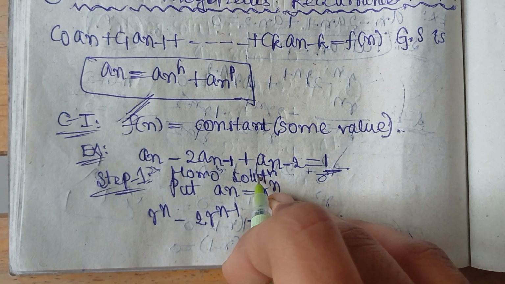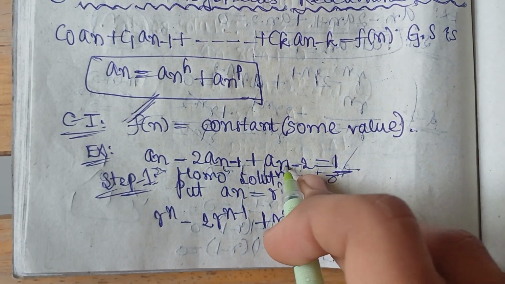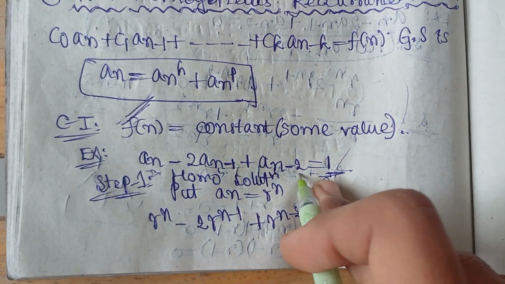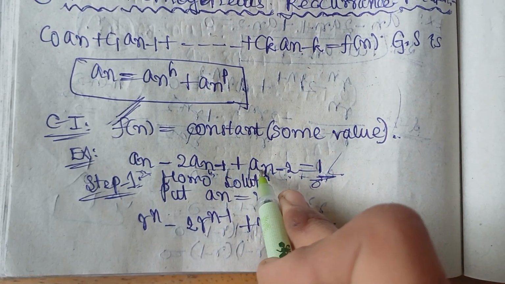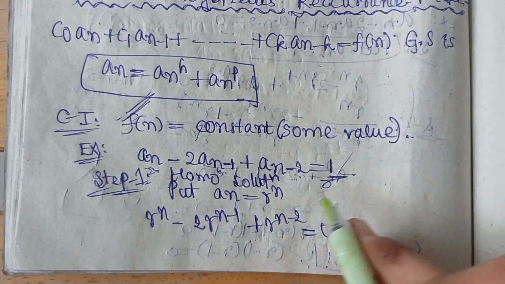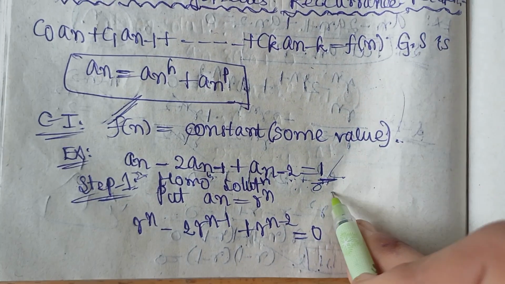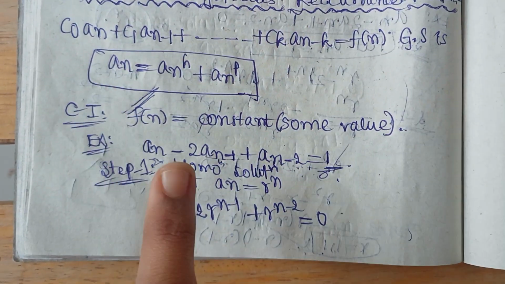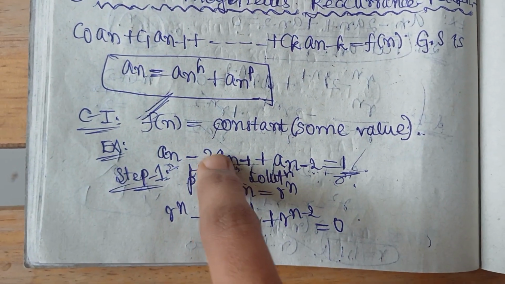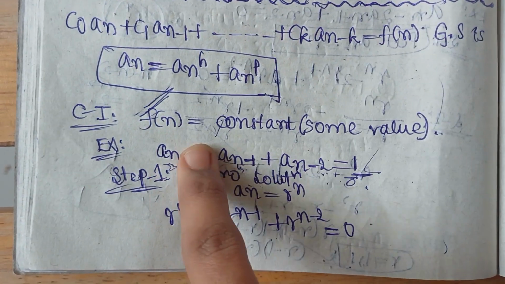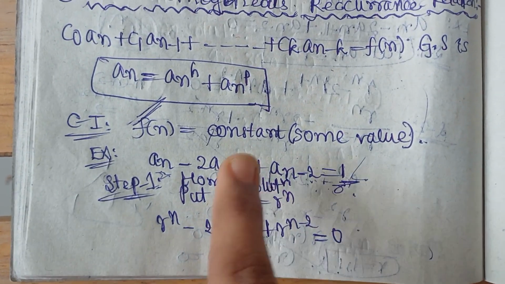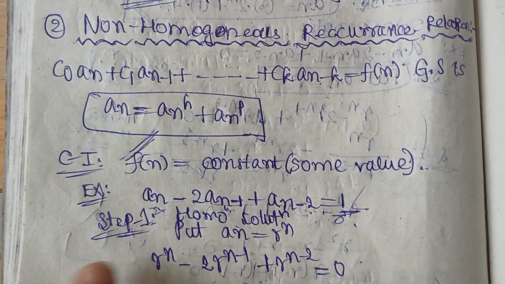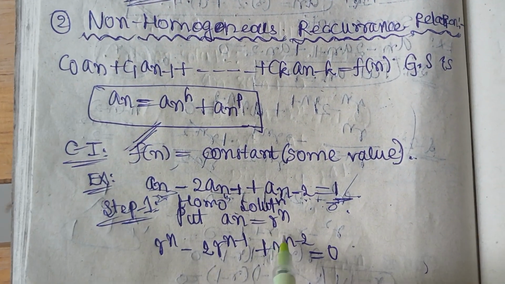Now our first step is to find the homogeneous solution. In order to find it, we make the equation an minus 2 an-1 plus an-2 equal to 0. To do this, the first step is to replace an with r^n. Please go and watch my previous video if you haven't watched it. So put an equal to r^n.